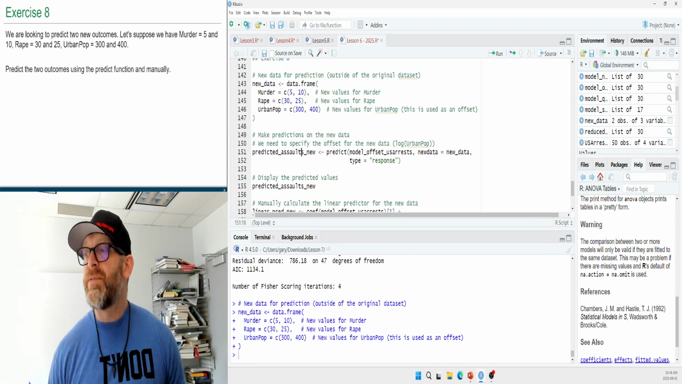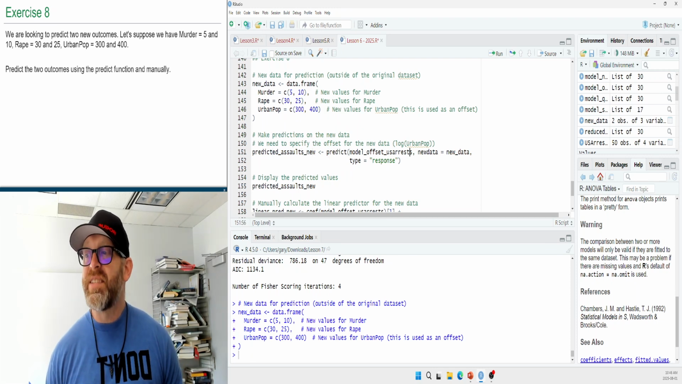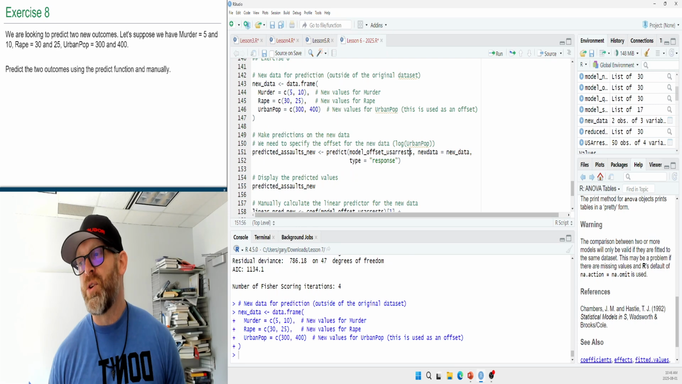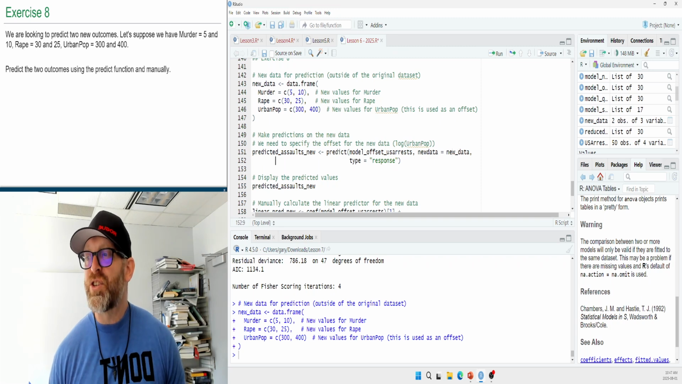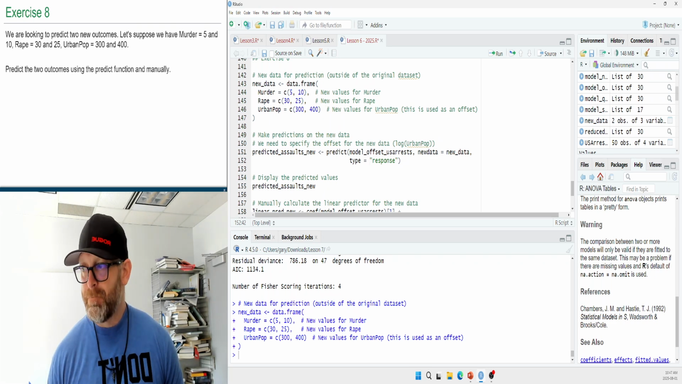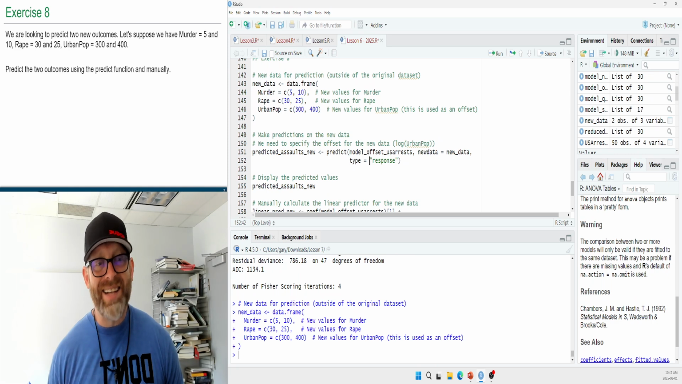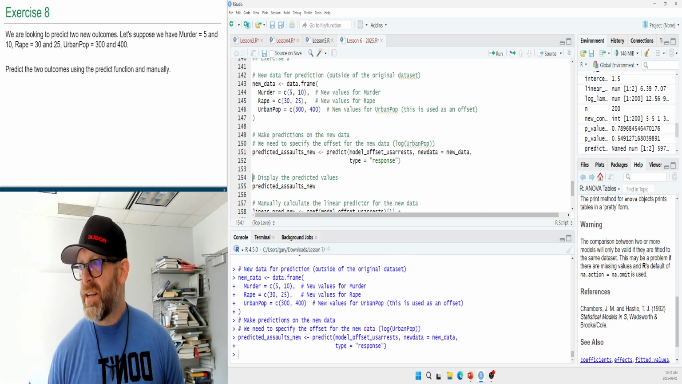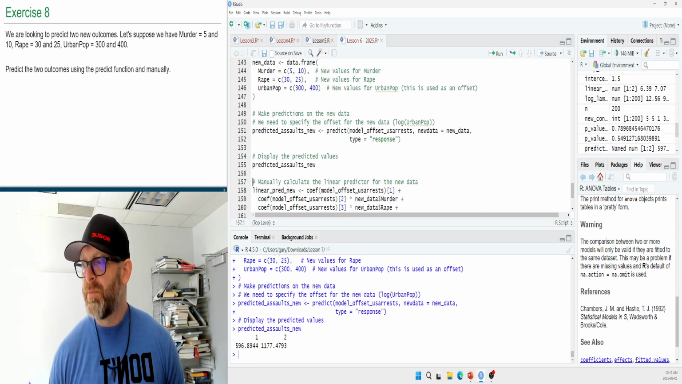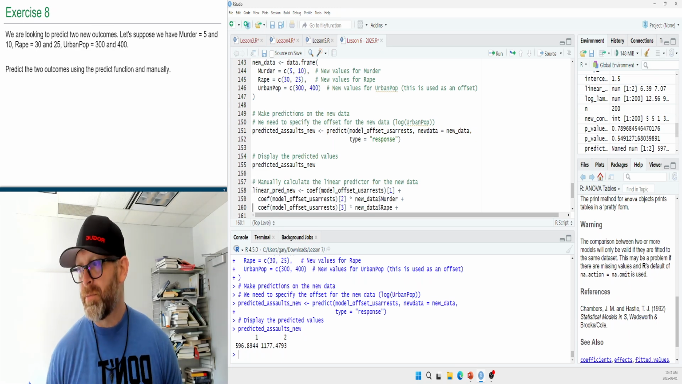Now using the predict function, I'm using the offset US arrests model. My new data is coming from the new data set that we just created, and type is equal to response. One of the things we need to have here is response; you'll see why in just a second. Let's do this, and we've stored these in the predicted assaults. The first one predicted at 596, the other one predicted at 1,177 and change.